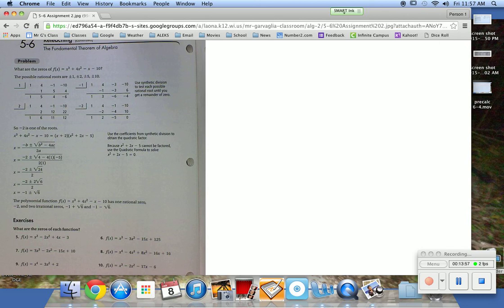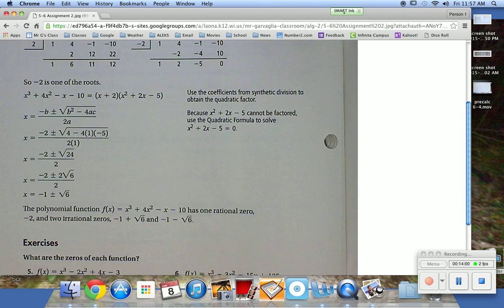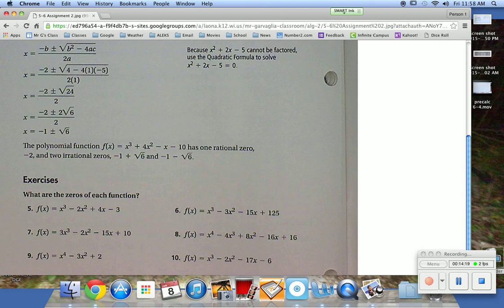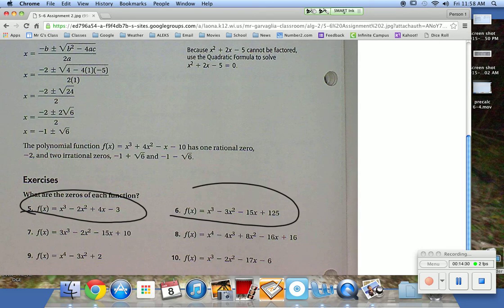The only thing different on this page is if you get down to where you take your roots out and you've got an x squared, you have to put it into the quadratic formula. So if you have something like this, you've got to put it in the quadratic formula. And I want you to do 5 and 6. 5 and 6 will be real easy ones for you. You only got 4 problems. It'll work.